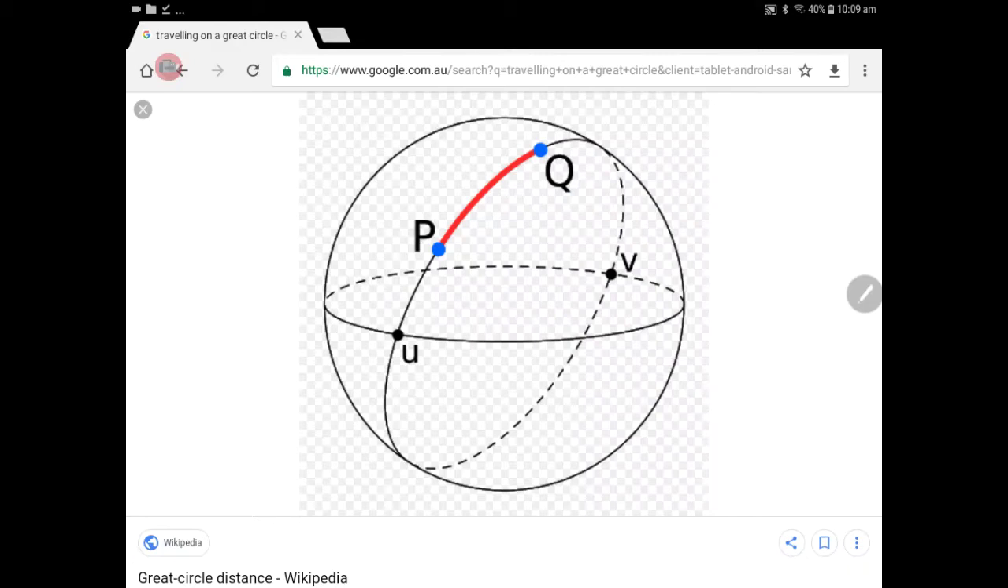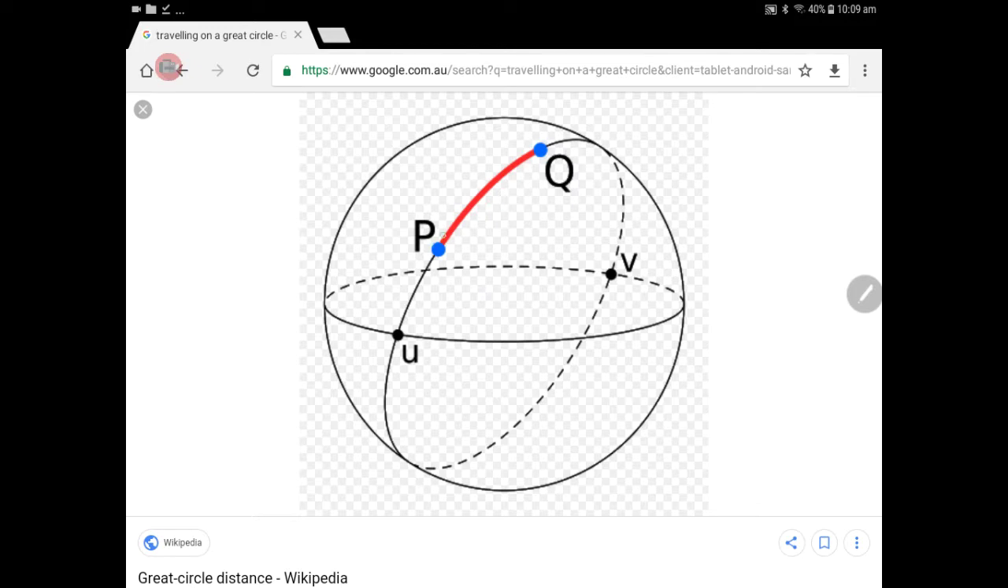Up until this point, we've only considered travelling north to south or east to west along the surface of the Earth. So in this video, we're going to learn about calculating distances between points when we travel diagonally across the Earth's surface. So southeast or northwest, but not necessarily in those directions, just not directly north, south or east, west. Now when we do that, we're actually travelling on what we call a great circle.